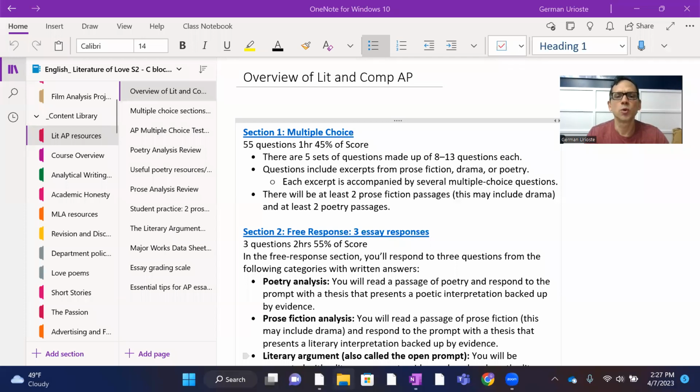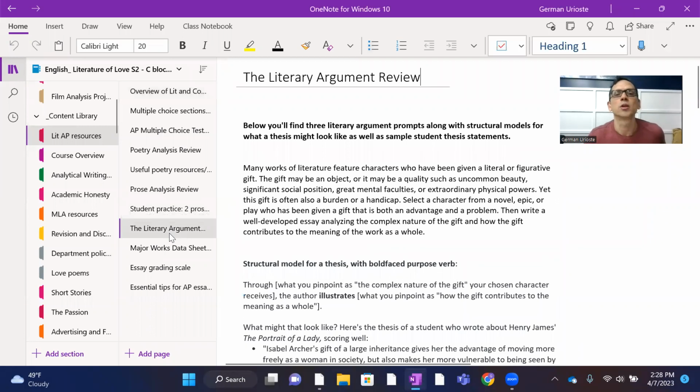All right, go into our OneNotes. Again, here's the Lit AP resources. That's going to be in your content library. Here are all the different resources. We've gone through all of these. We've looked at the overview of the test and the multiple choice section. We looked at the poetry analysis review. We looked at the prose analysis review. Now we're at the third of 3 essays, the literary argument, which is also called the open prompt.